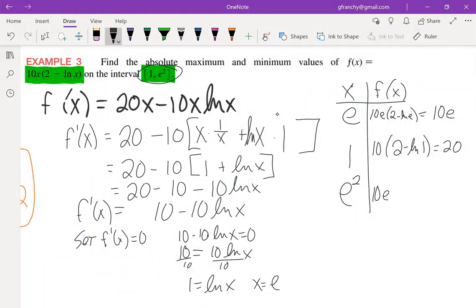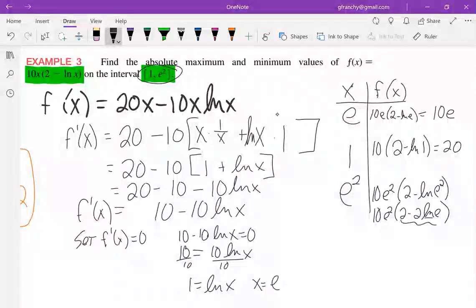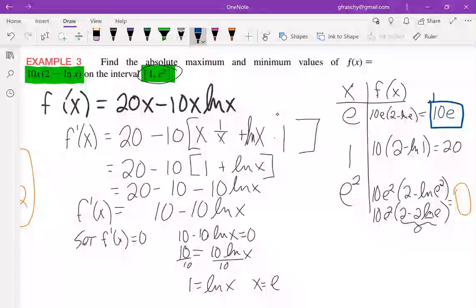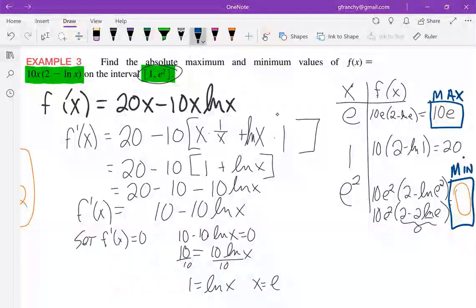And if we put in e squared, our square there we can bring down here. Log of e is equal to 1, so that is going to turn out to be 0. So our value here, let's change colors, is going to be 0. So that's going to be our max. That's going to be our minimum.